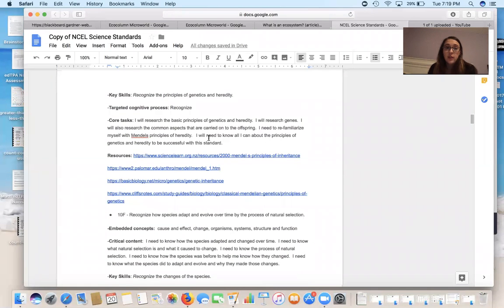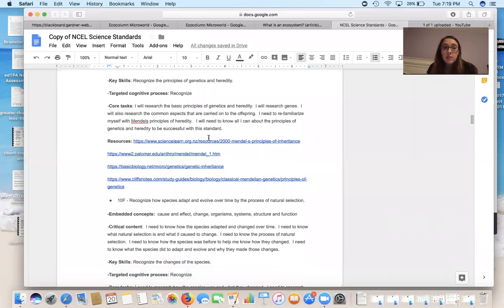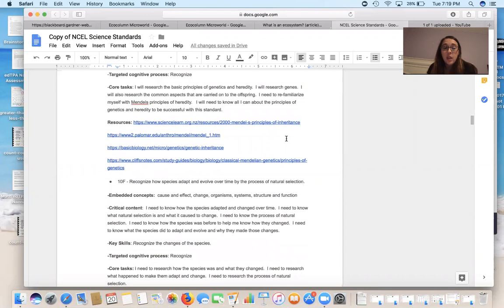The skills are to recognize the principles of genetics and heredity. Your targeted cognitive process is to recognize. Here are the steps you need to take so that you're successful with this standard.